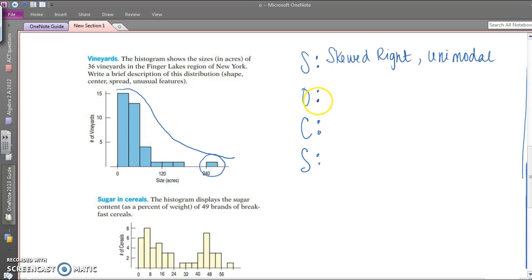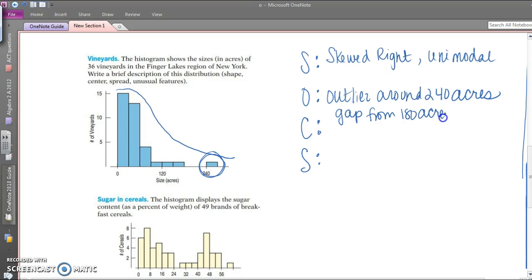O stands for outliers or unusual features. Well, it looks to me that this is probably an outlier. So we probably have an outlier around 240 acres. And that's true because we also have a gap, right? We have a gap from, if this is 0 to 30, 60, 90, 120, 150, 180. So we have a gap from like 180 acres to 240 acres, which means that probably is an outlier.